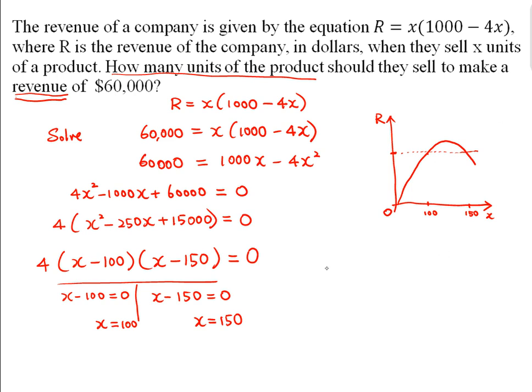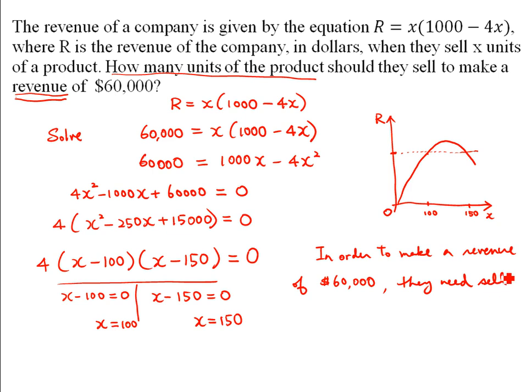So let's make the answer clear. In order to make a revenue of 60,000, they need to sell 100 units of the product.